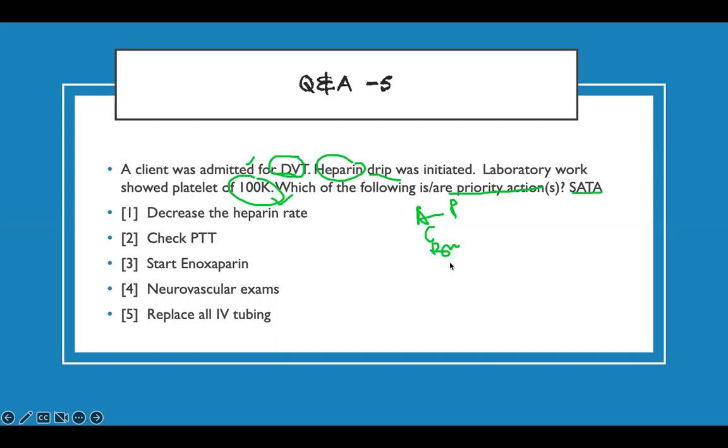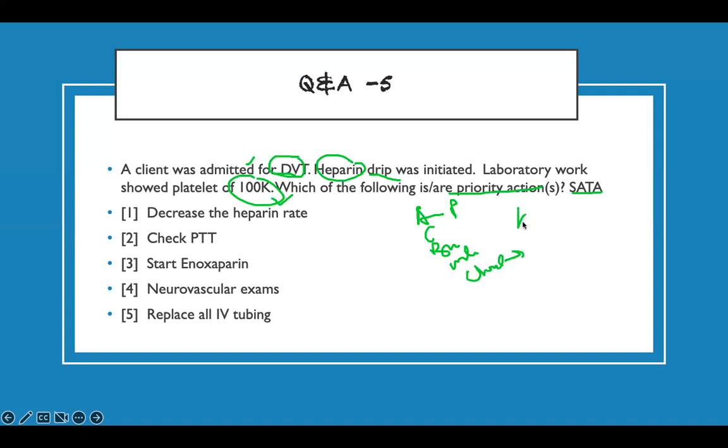So what is your rewrite? Same thing. DVT on heparin and now platelet is 100,000. What should I do? You have to make your choice. Make your choice by knowing what you know.